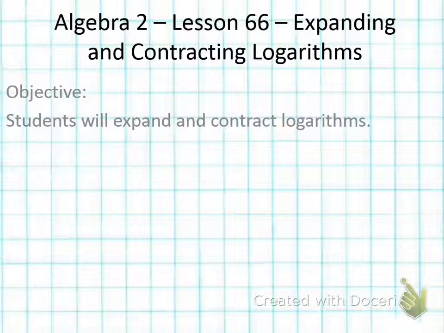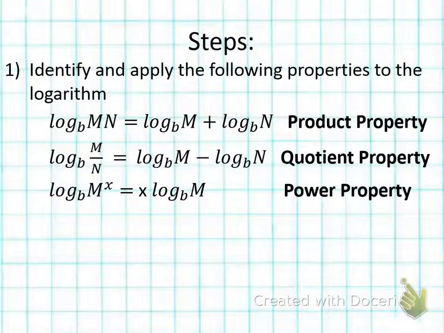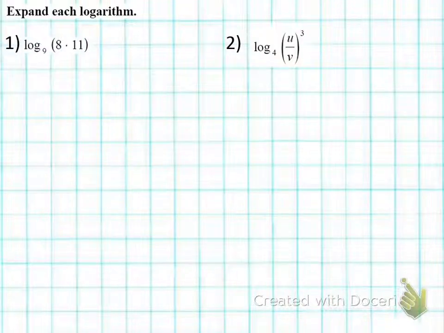If you're on the video, here are the steps. I'm going to do a couple problems, then we'll do a few together, and then we'll be done. Number one, expand each logarithm, which means we're going to break it apart. So it's either going to be expand or contract. We have number one, log base 9 of 8 times 11. First thing we want to do is make sure we have the same base, and we're looking at what the logarithm is of. It's 8 times 11, so we're going to expand this.